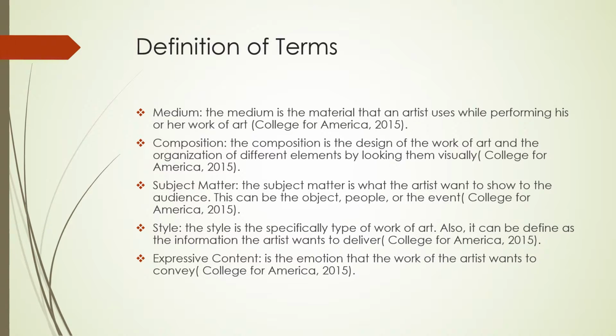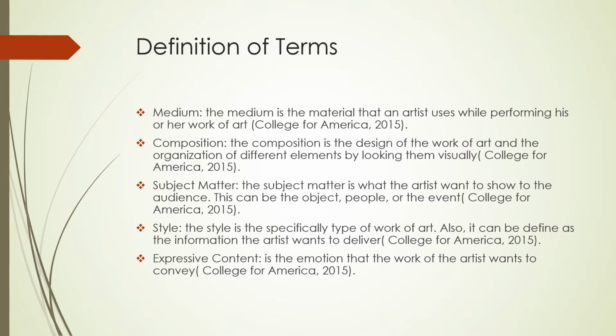Going to the subject matter, it is the hidden meaning of the work of art. When you combine the visuals of that painting, you can come up with the idea that the painter or the artist wanted to show the audience. And the style of the art is the specific type of work of art. There are three types of style of art that I'm going to talk about.